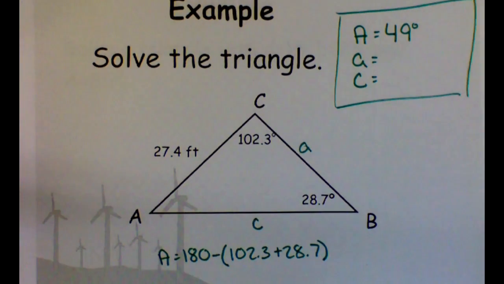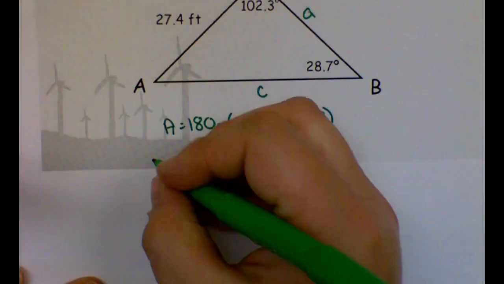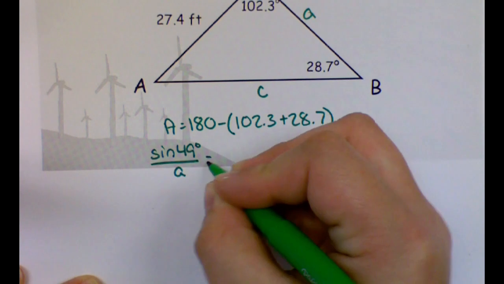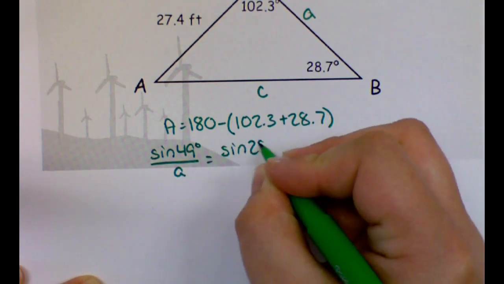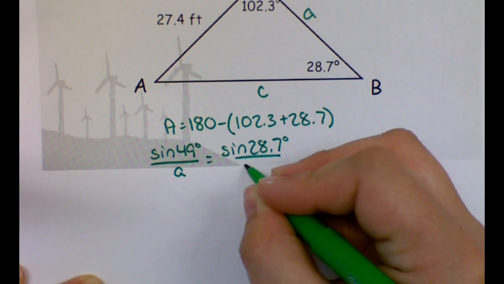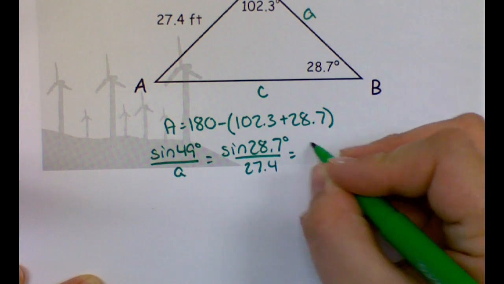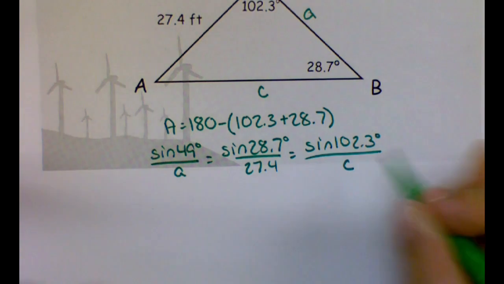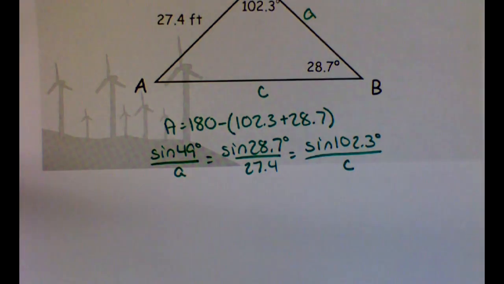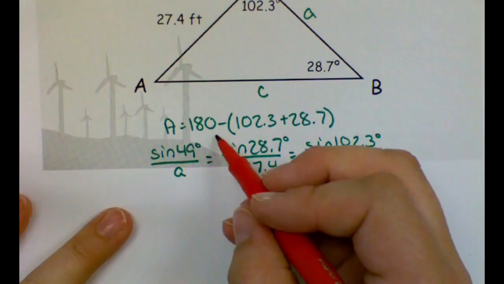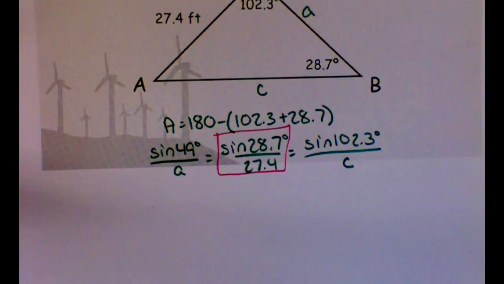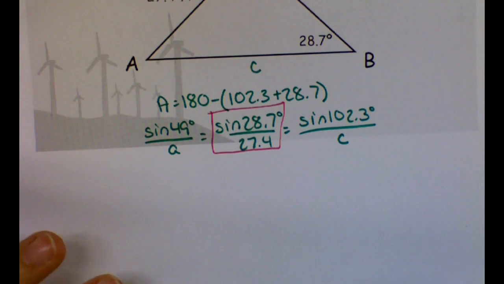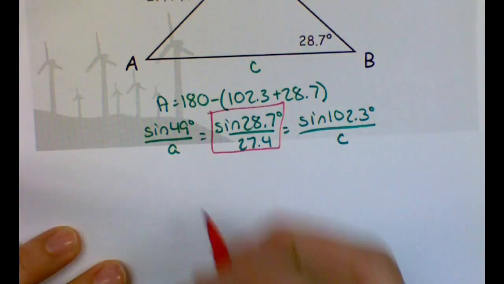And now we set up our big proportion. The sine of angle A over side a equals the sine of angle B over side b equals the sine of angle C over side c. Now we look for our anchor. This time the anchor is our B's because we know both pieces. Choose a or c to solve for first. I go alphabetically. Let's solve for a.